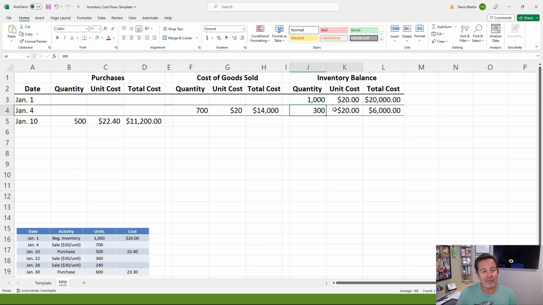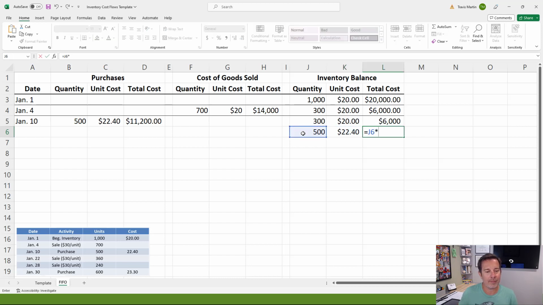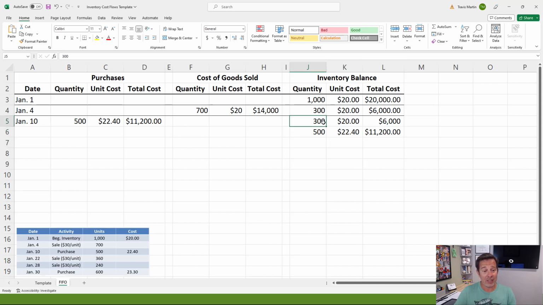I have a beginning layer of 300. That layer is still there. Right? It didn't go anywhere. Now I'm adding a layer of 500 at $22.40. Everybody kind of see what happened there? So now there's my beginning layer. There's my new layer. When you do these problems, y'all, it's very important that you keep your layers in the correct order. And what I mean by that is don't put the new layer on the top. All right, put the new layer there on the bottom. You see what I'm saying?